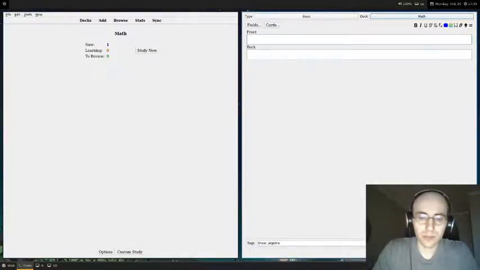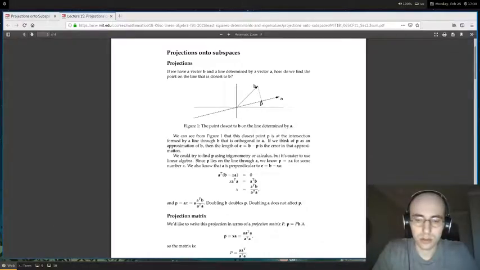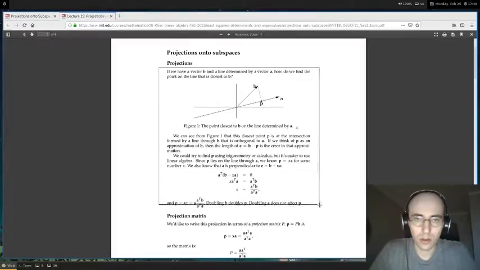Okay, so the question is how to calculate the projection of one vector onto another in a 2D case. This whole stuff goes there.